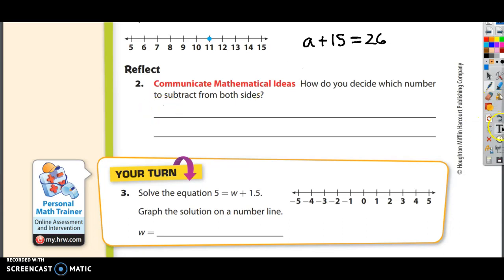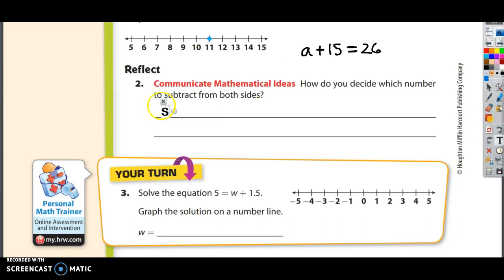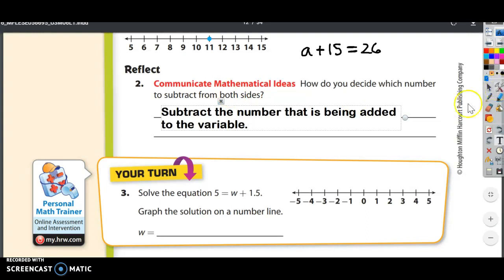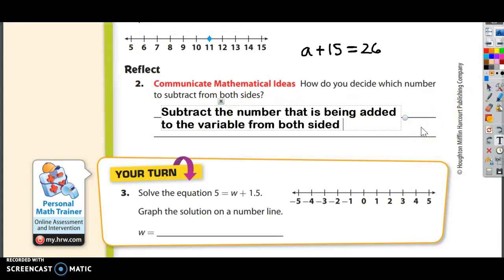So how do you decide which number to subtract from both sides? I'm going to write: subtract the number that is being added to the, what's that letter called? It's called a variable. Subtract the number that is being added to the variable. And then actually we should write from both sides of the equation. Awesome answer. I feel really good about that one.